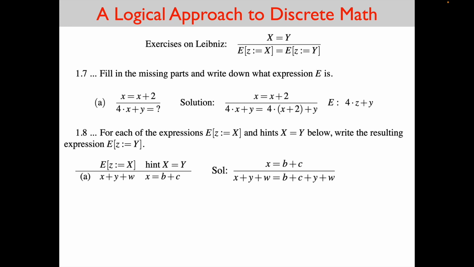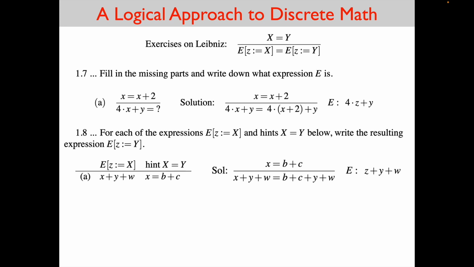And now here is the trickier part. What is e? What is the expression e? See if you can figure this one out. I hope you got that. E is z plus y plus w, because if you take z and replace it with uppercase X, which is lowercase x, you get lowercase x plus y plus w. And if you take z and you replace it with b plus c, you get b plus c plus y plus w, which is on the right-hand side of the equality in the conclusion of the inference rule.